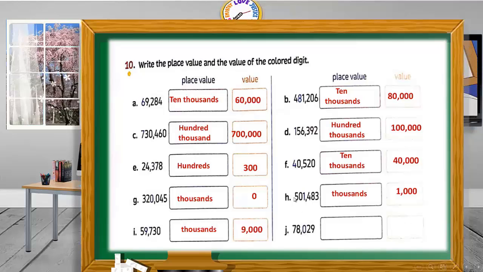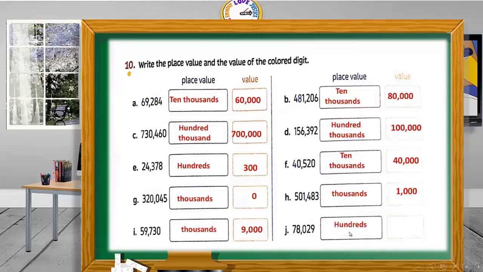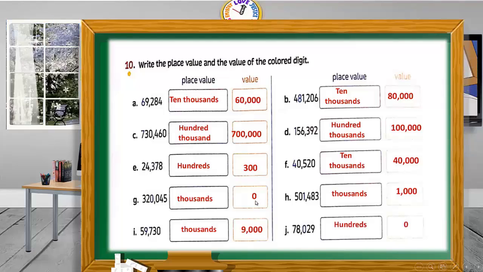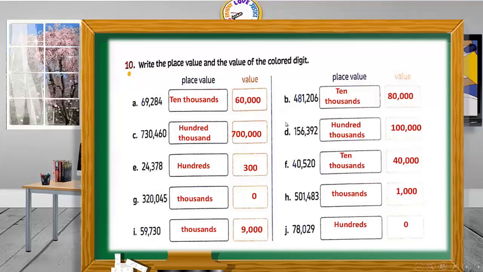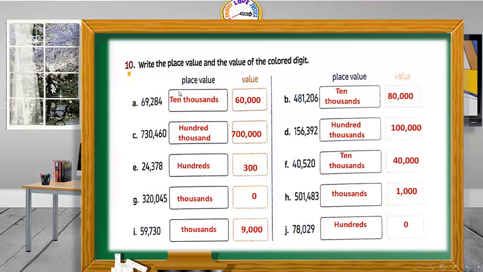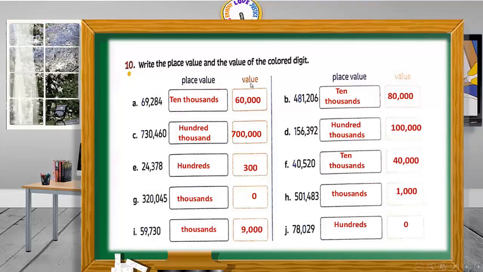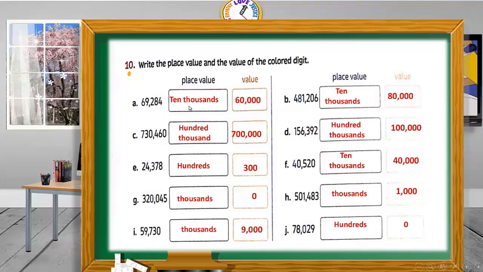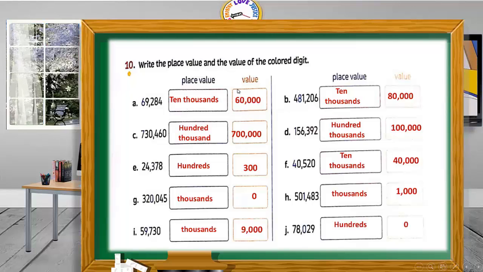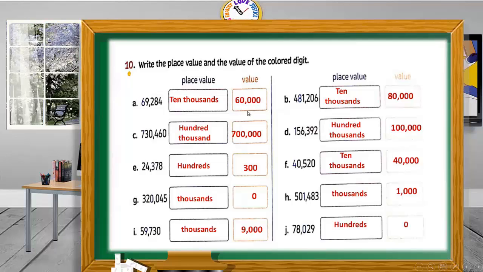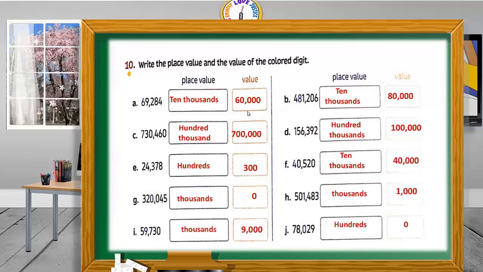And last one in this exercise, 0 is the colored digit. And which place? In hundreds. You should write hundreds here. And what is the value? Value is 0. Look, here 0 and here 0. Okay? I hope you understand well the difference between place value and value. Place value asks you about the place, in which room, in which house. Value means write the number in expanded form. In expanded form means write the digit and all the numbers to its right equal 0.